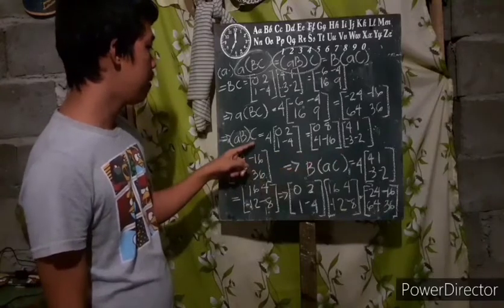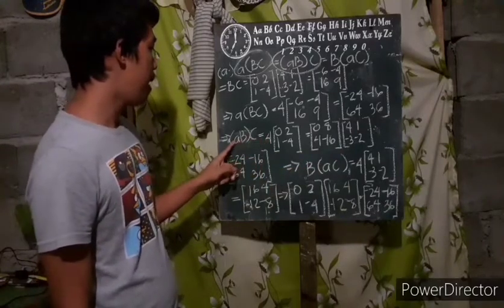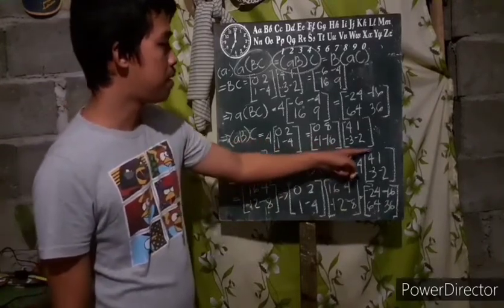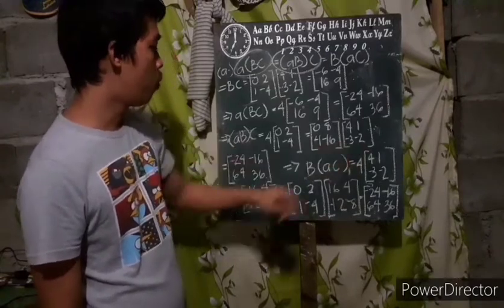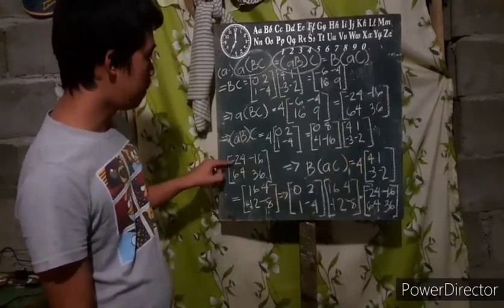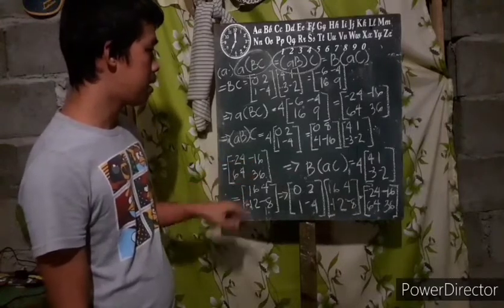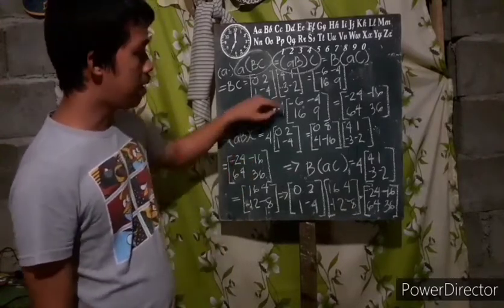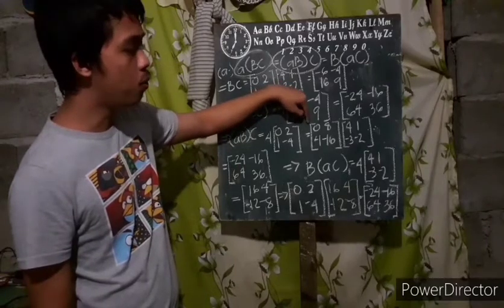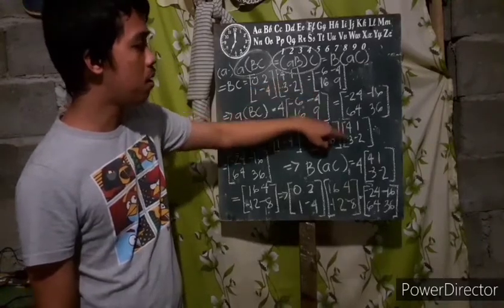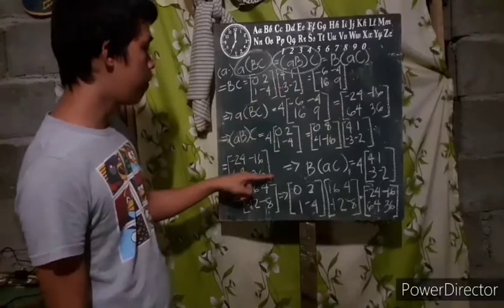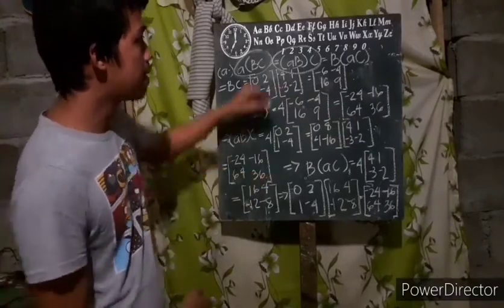Then multiply the result of AB into matrix C. So we come up with the result of negative 24, negative 16, 64, 36. To get this, as I said, we need to multiply the row into column to get the result.